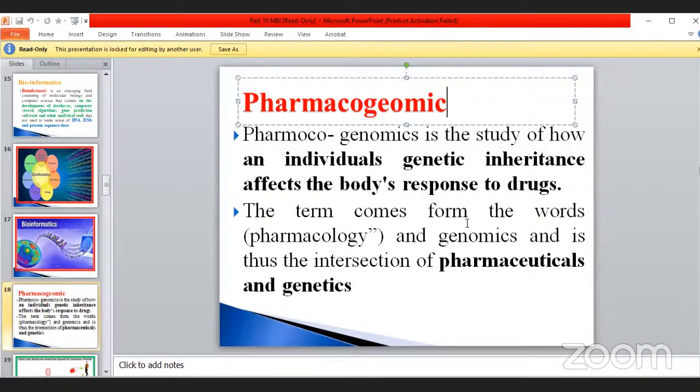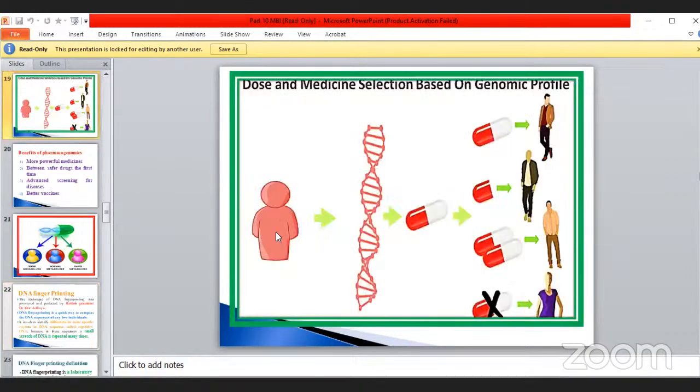Okay. The term comes from the words pharmacology and genomics, and it is thus an intersection of pharmaceuticals and genetics. This is pharmacogenomics. Okay, how will it respond? See the slide, you can easily identify. This is the normal individual. He has DNA sequences like this. Already you know it, he has his own specific genome.